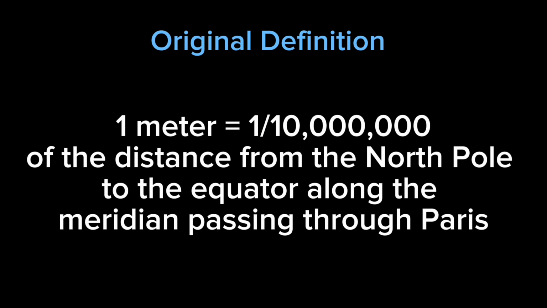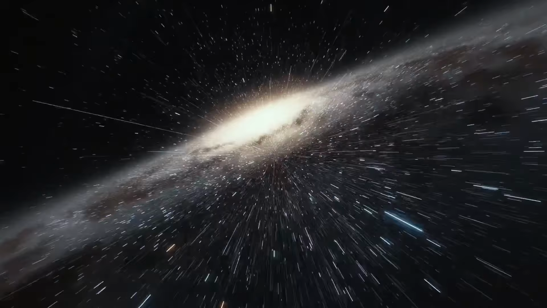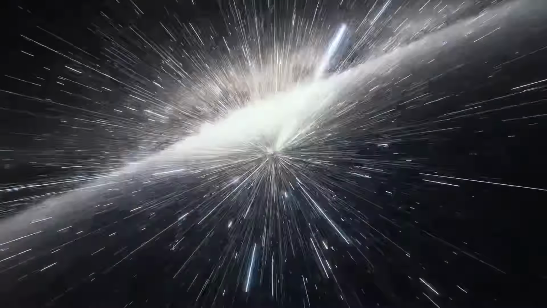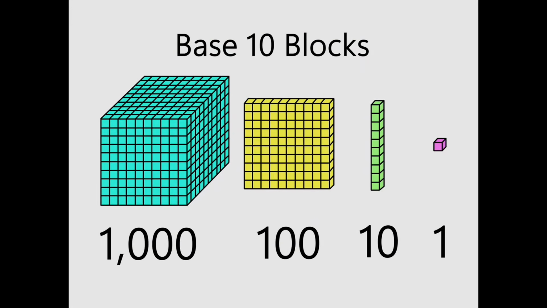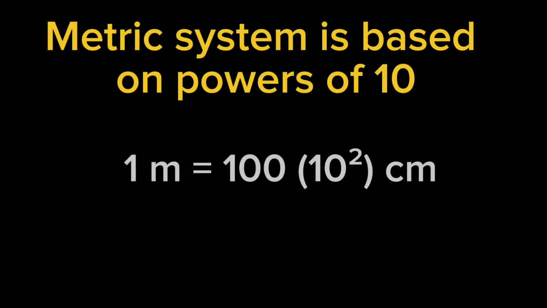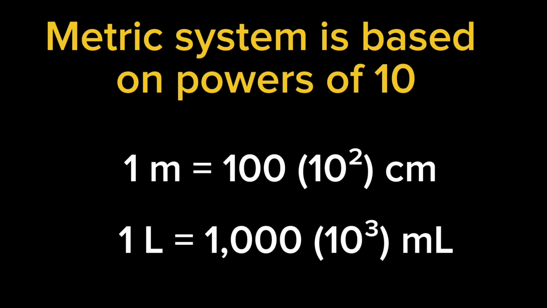But this was difficult to measure precisely and the measurement was slightly off, so the definition has since changed and today, the meter is instead defined by the speed of light. The metric system was also based on decimals or powers of 10. For example, 1 meter equals 100 centimeters, which is 10 squared. 1 liter equals 1000 milliliters, which is 10 to the third.